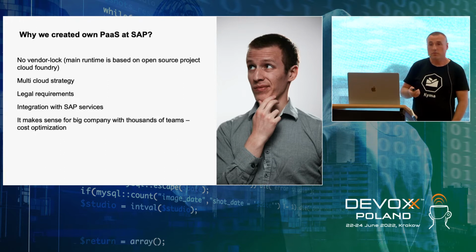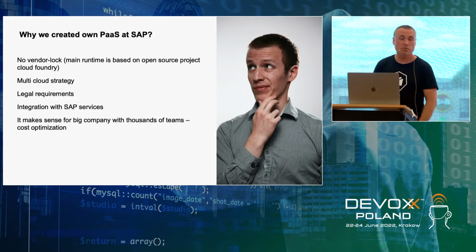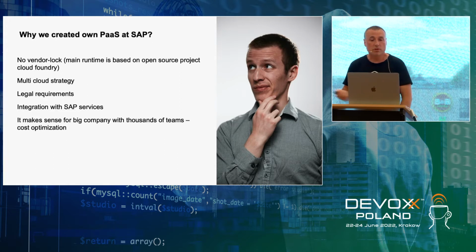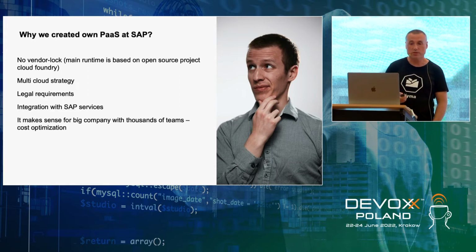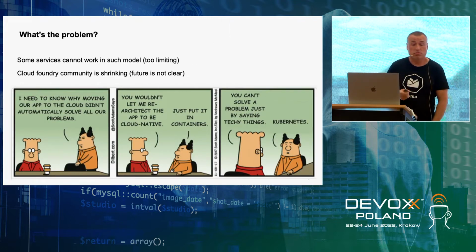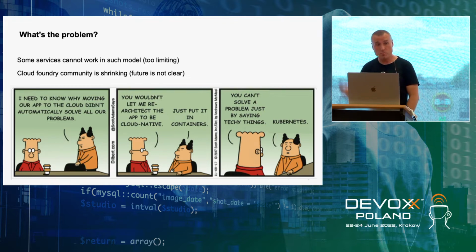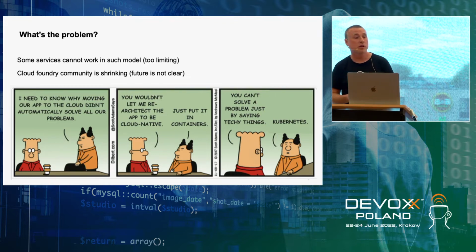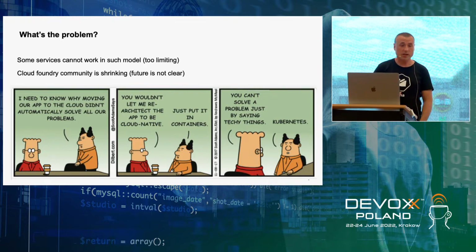And for a big company, and SAP is a really big company, it makes sense from the cost perspective because we share that cost, and it pays off. So what's the problem? We have this platform based on Cloud Foundry. We have it in the cloud, multi-cloud, on major cloud providers, even in our own data center. But these constraints I mentioned before are too limiting for some use cases.